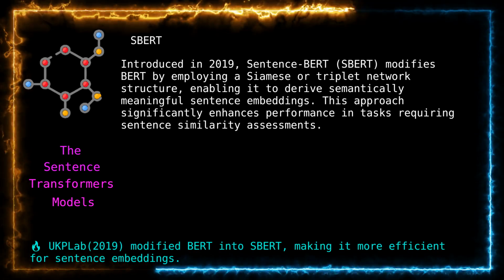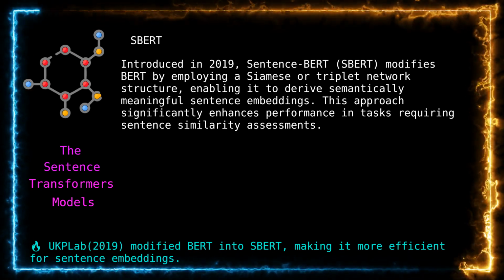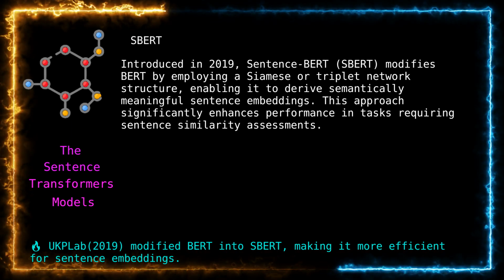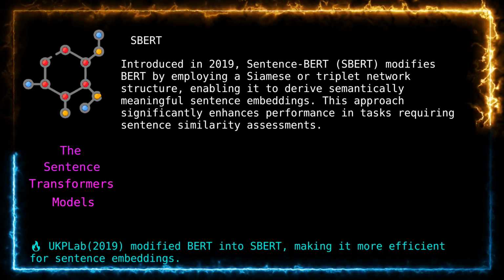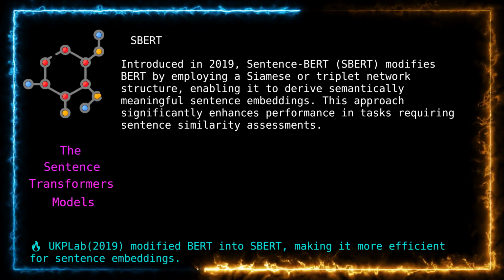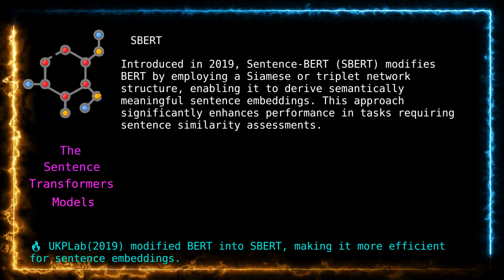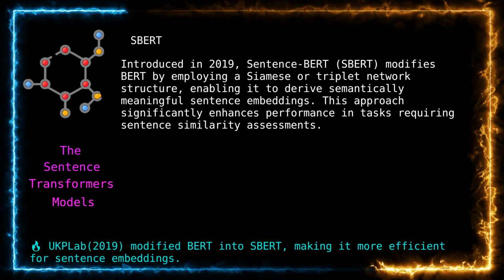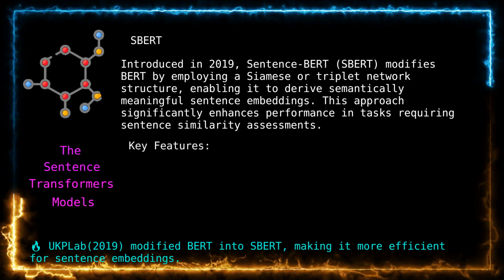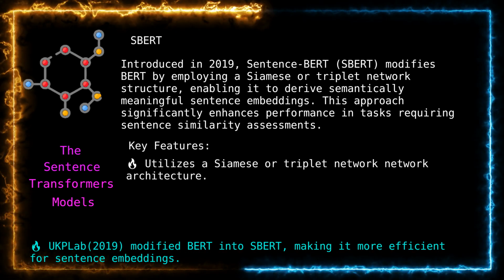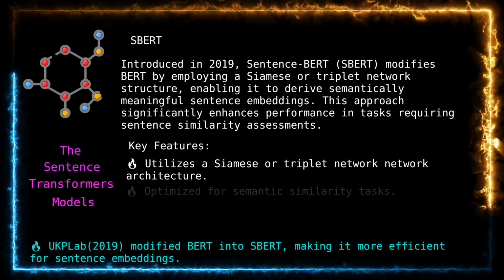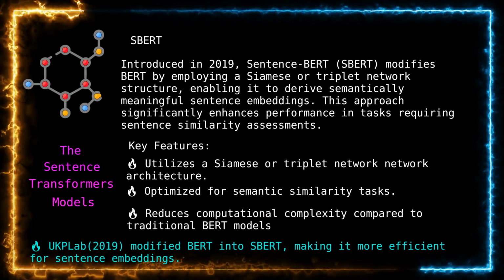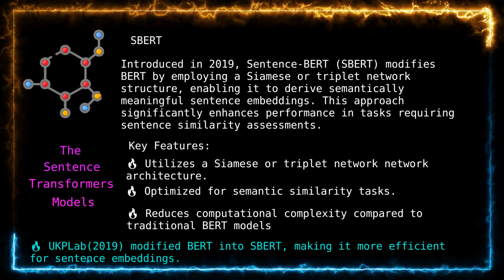Introduced in 2019, SentenceBERT modifies BERT by employing a Siamese network structure, enabling it to derive semantically meaningful sentence embeddings. This approach significantly enhances performance in tasks requiring sentence similarity assessments. Key features: utilizes a Siamese network architecture, optimizes for semantic similarity tasks, and reduces computational complexity compared to traditional BERT models.